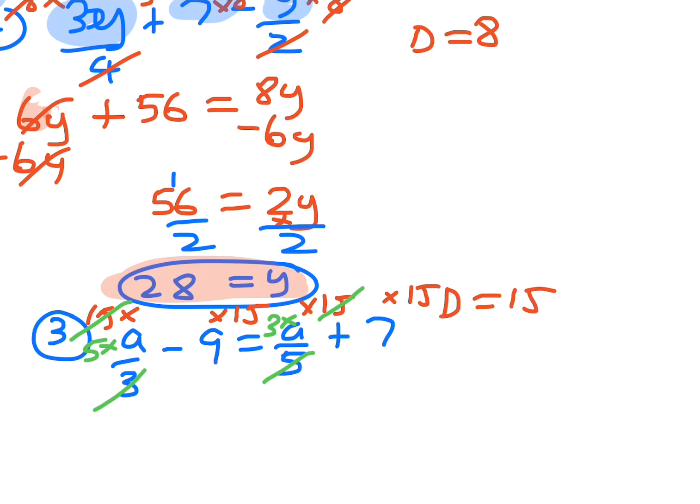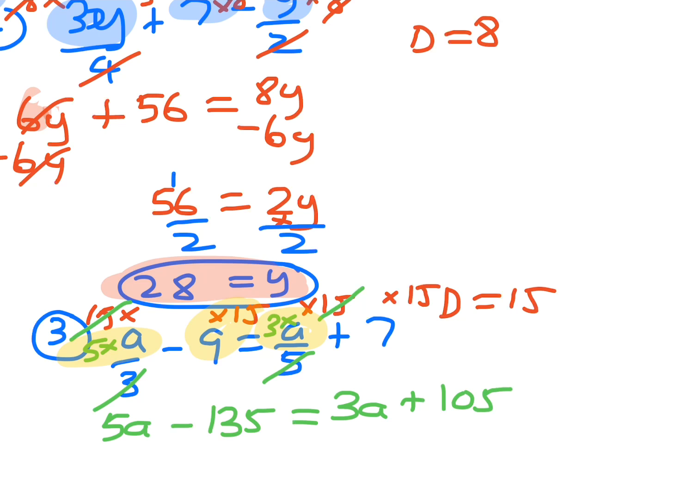So now let's multiply these out. So you got 5 times a, 15 times 9, and 3 times a. 5 times a is 5a, minus 9 times 15. 9 10s are 90, 5 9s are 45, so that's 135. 3 times a is 3a, plus 7 times 15. 7 10s are 70, 7 5s are 35, so it's 105.